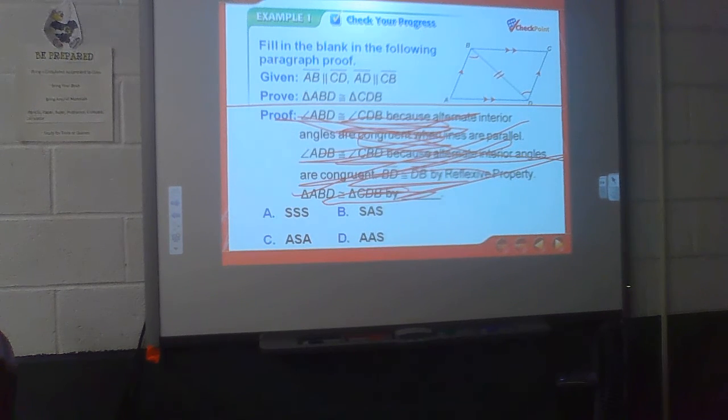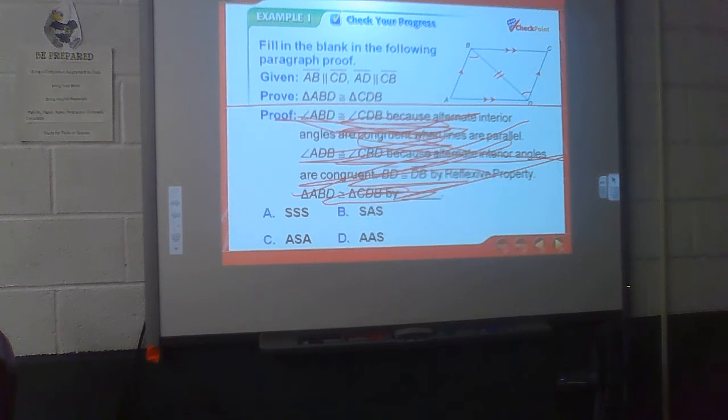ADB. DBC by alternate interior angles. So here's the question. Why can I do both sets of alternate interior angles in this one, and sometimes I can't? Well, specifically in this one, I do it because they gave me both things, both opposite sides of my quadrilateral were parallel.